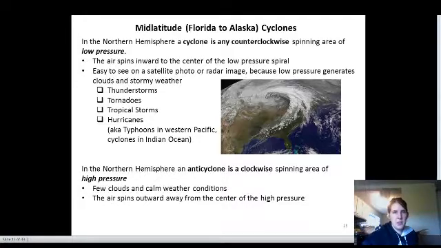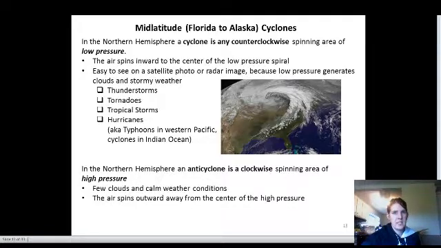Next are mid-latitude cyclones. This is basically our region, from Florida to Alaska. So in the northern hemisphere, a cyclone is any counterclockwise spinning area of low pressure. We briefly touched on this in the last chapter. The air spins inward toward the center of the low pressure spiral.